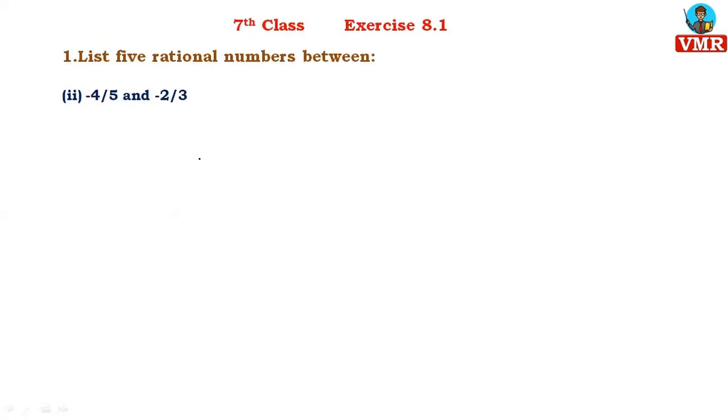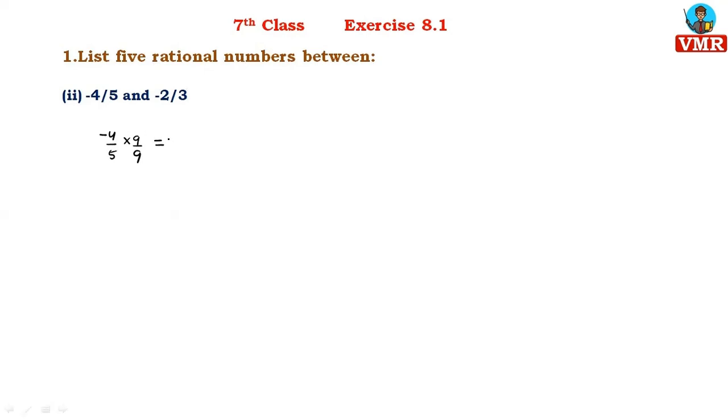Okay, now the next question is: list 5 rational numbers in between minus 4 by 5 and minus 2 by 3. Here the denominators are not the same. To make the denominators the same, we have to do some modification of these rational numbers. Minus 4 by 5 can be written by multiplying and dividing by 9 by 9.